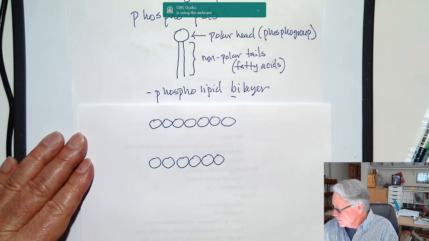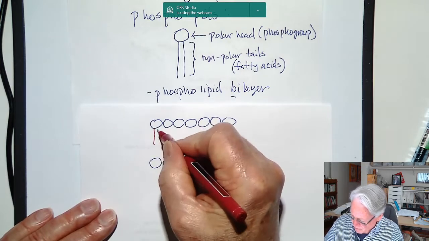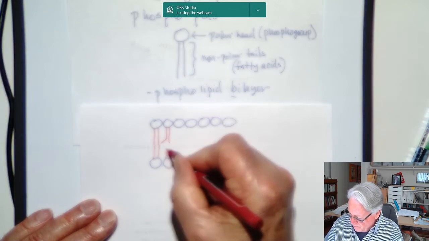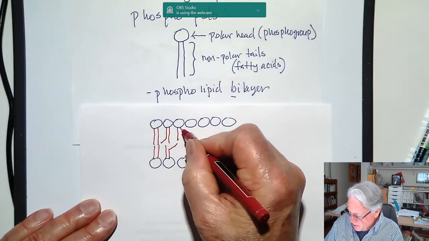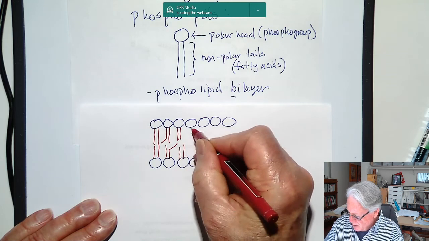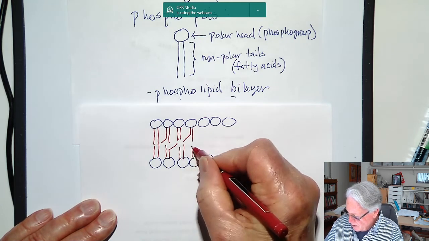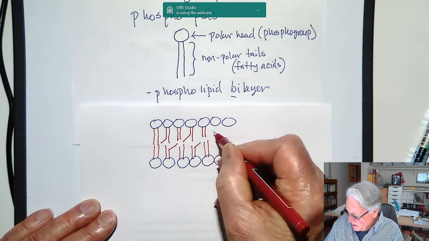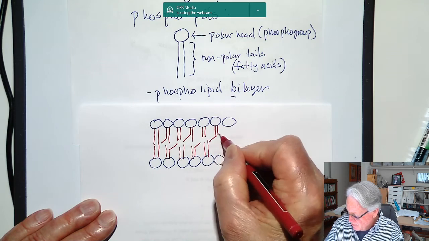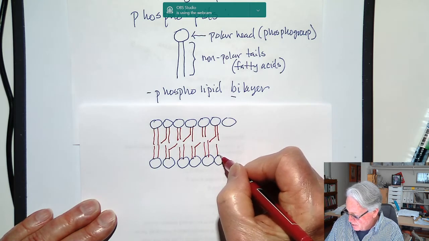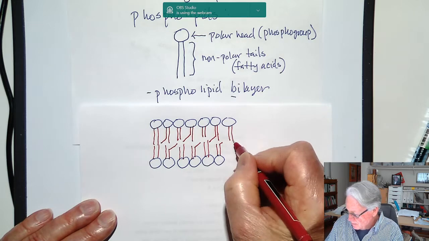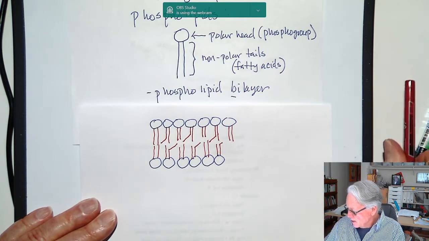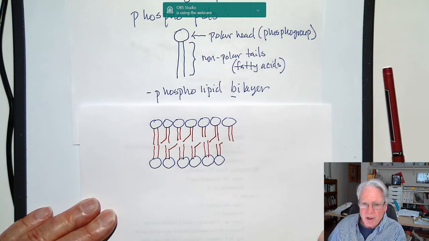Okay, so let's do that. And just to make them different, we'll do this. Now remember, when we have these fatty acids with a double bond, we get that little bend, and that is going to be significant, as we'll see. Okay, so we have this kind of arrangement.